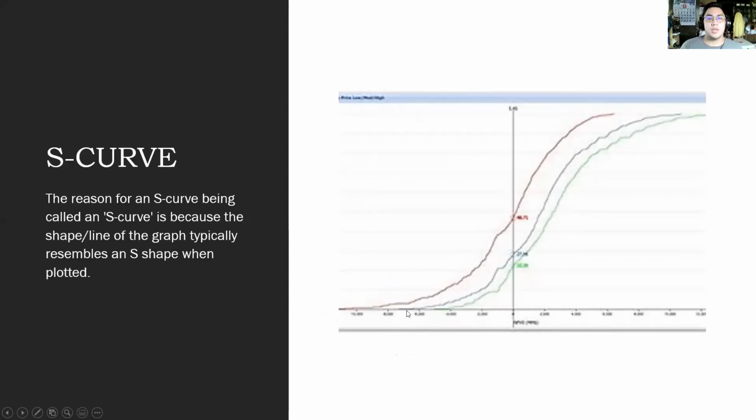Now, I will discuss the S-curves. The reason an S-curve is called an S-curve is that the shape of the line of the graph typically resembles an S when plotted. This is because projects are slow to start, ramp up with all types of activity during the middle part of the project delivery, and slow toward the end as companies tie up loose ends and close out things like defects.